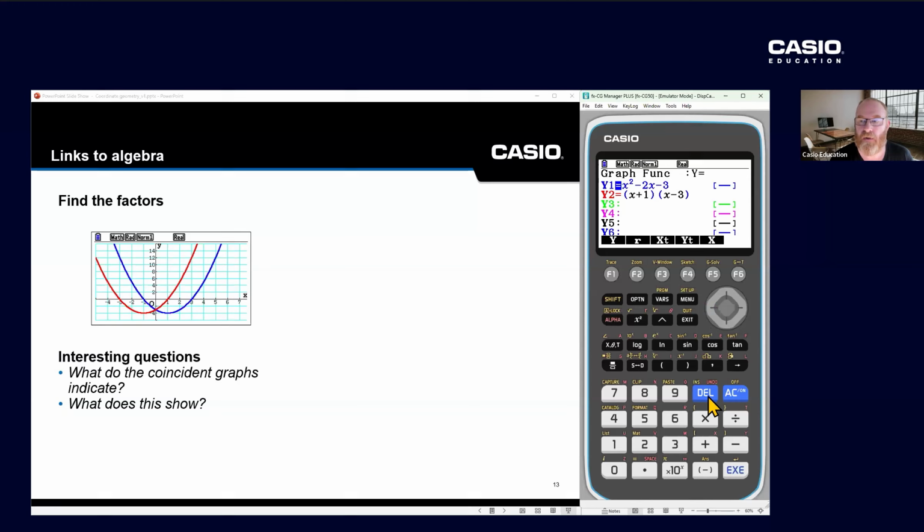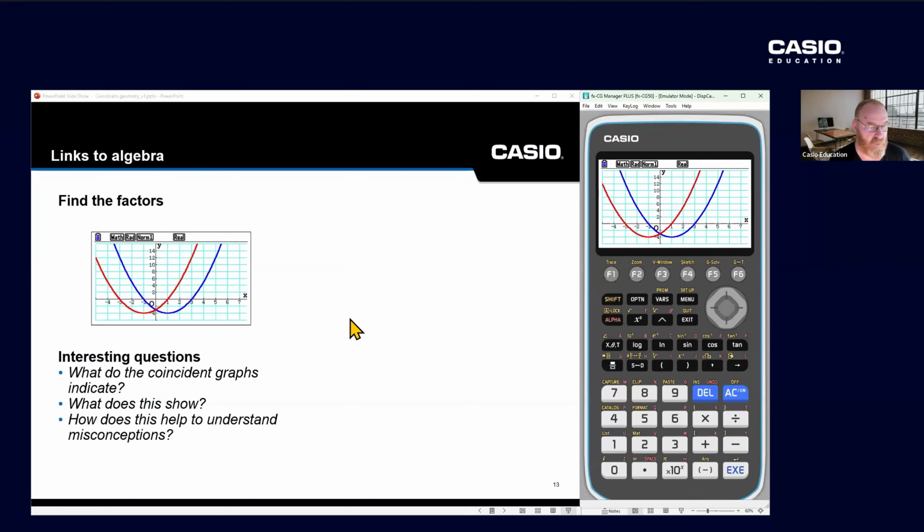So perhaps what has happened is that they've fallen into the trap of, well, if the roots are -1 and +3, they have entered those as the factors. And as you can see, if you enter those factors, you get the incorrect graph. Okay, so then that enables you to approach misconceptions about the link between factors and roots.